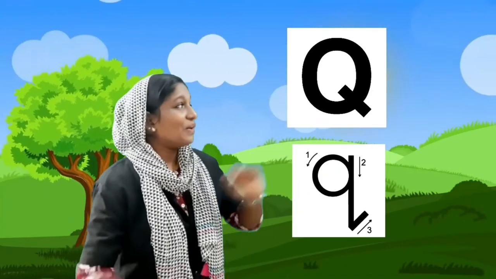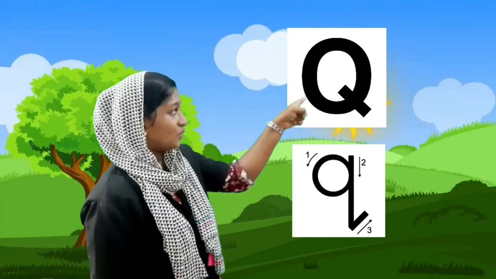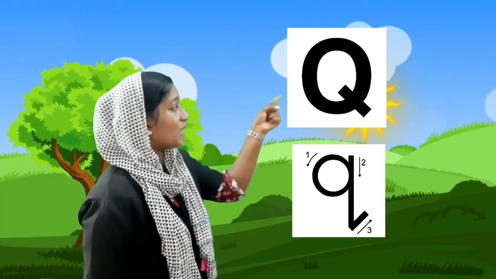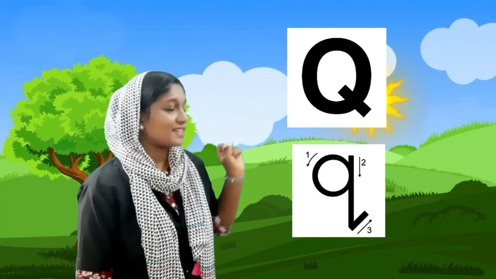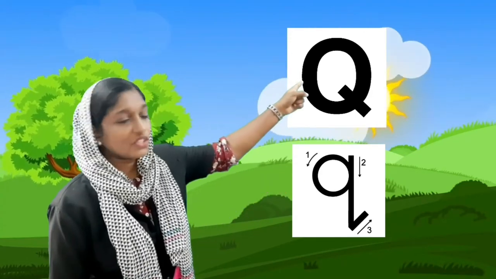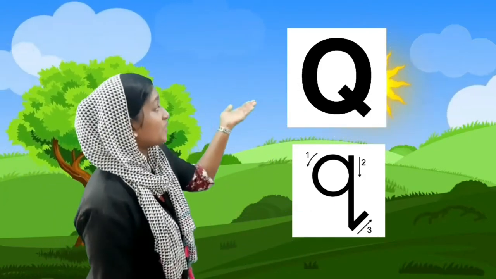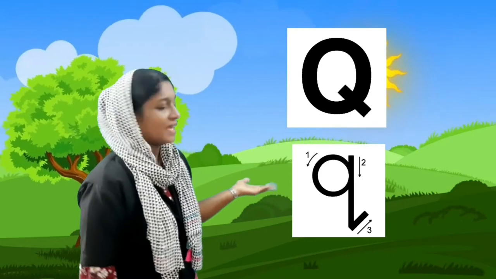Letter Q looks like letter O with a tail, isn't it? Okay, so this is letter Q. This is capital letter Q and this is small letter Q. This is uppercase Q and this is lowercase Q. This is mama Q and this is baby Q.